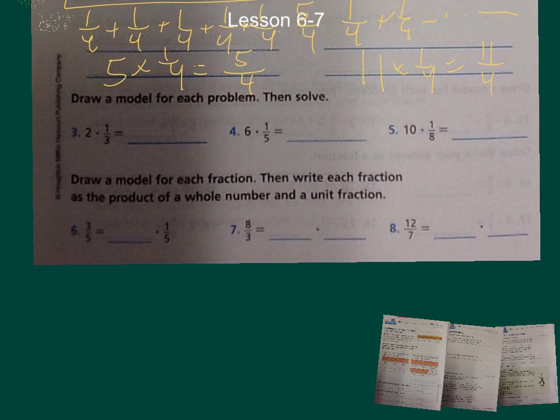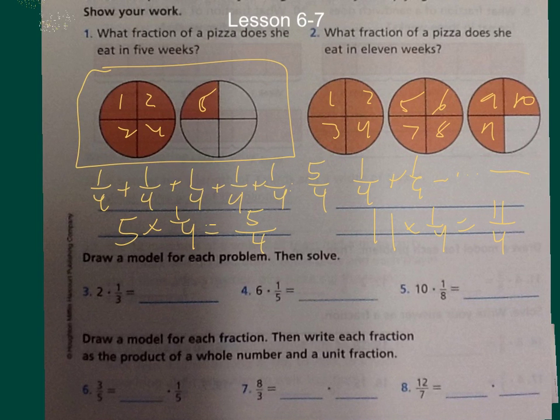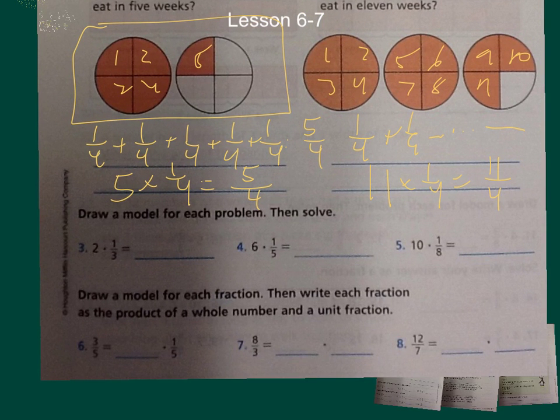This says draw a model for each problem, then solve. When you draw it, think of how this was drawn up here. So 2 times 1/3 would be, you would have a circle or a pizza or something cut into thirds, 3 equal pieces. This is obviously not perfect, and this would be 2/3 shaded, and if you solve it, 2 times 1 is 2 over the denominator 3. Notice you have 2/3 here, and your answer is 2/3. So on all these, if you have room, write it out somewhere, or just do it in your math notebook.